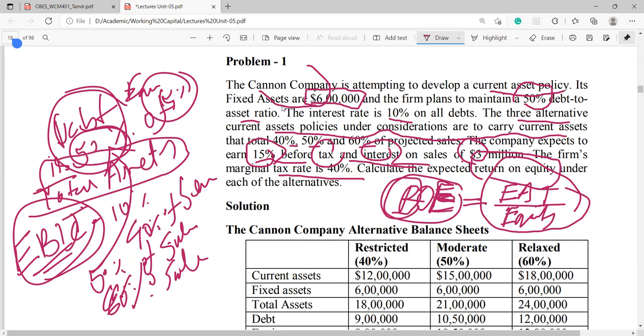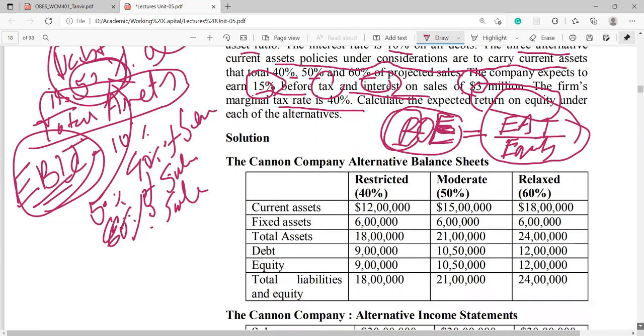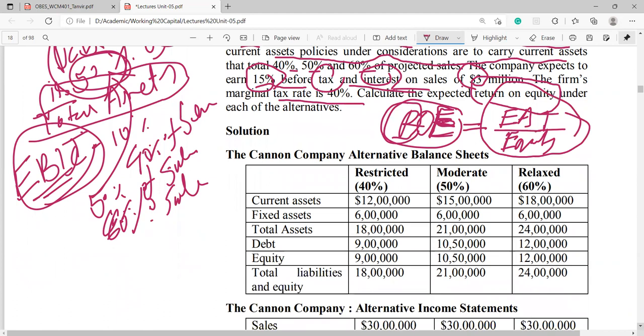So now go to the calculation. Have you noted all these points in your paper? Just remember all this information. So three different policies: one is restricted, one is moderate, and one is very relaxed. 40% of sales will be your current asset, 50% of sales will be your current asset, 60% of sales will be current asset.